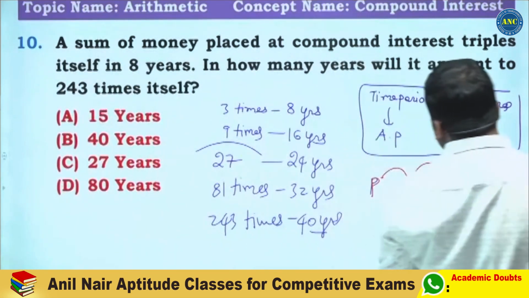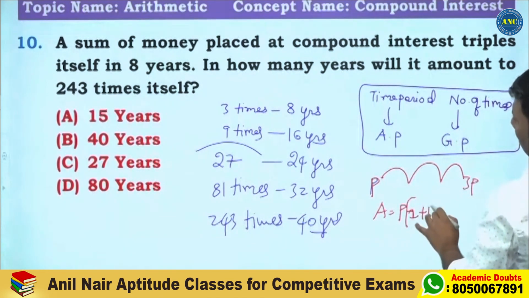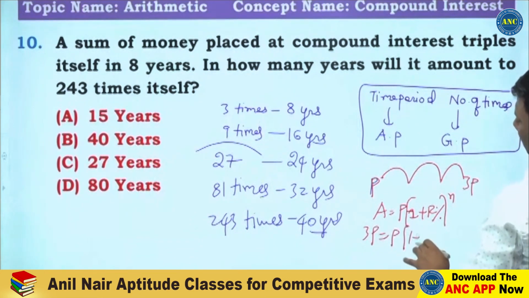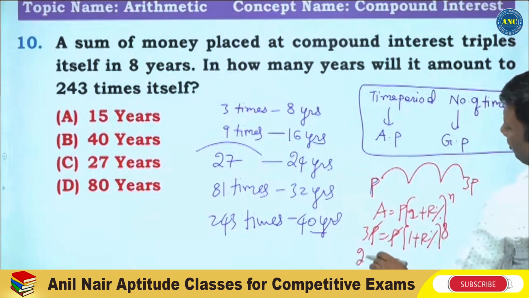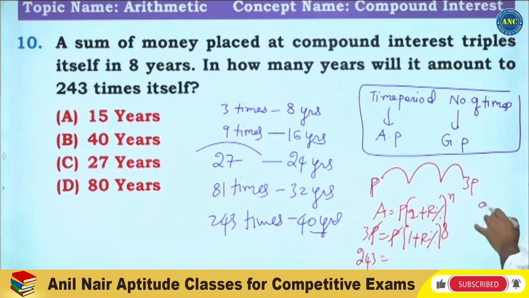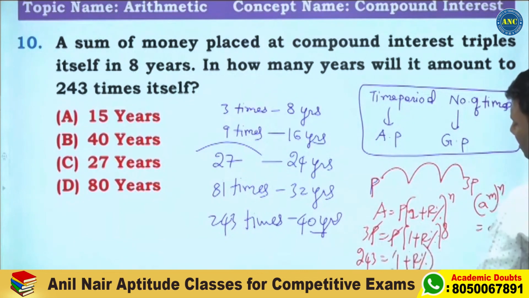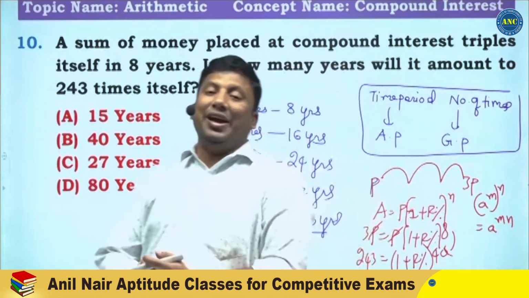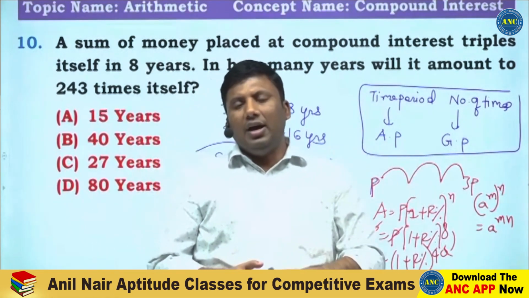Even if I were to solve it mathematically, the amount is P into (1 plus R percent) to the power n, and it triples itself: 3P equals P into (1 plus R percent) to the power 8. But I want 243, and 3 to the power 5 is 243. A to the power n is A to the power m into n, so 8 fives are 40: (1 plus R percent) to the power 40. Mathematically also you can prove it. Logically also we can prove it. I hope it is clear.